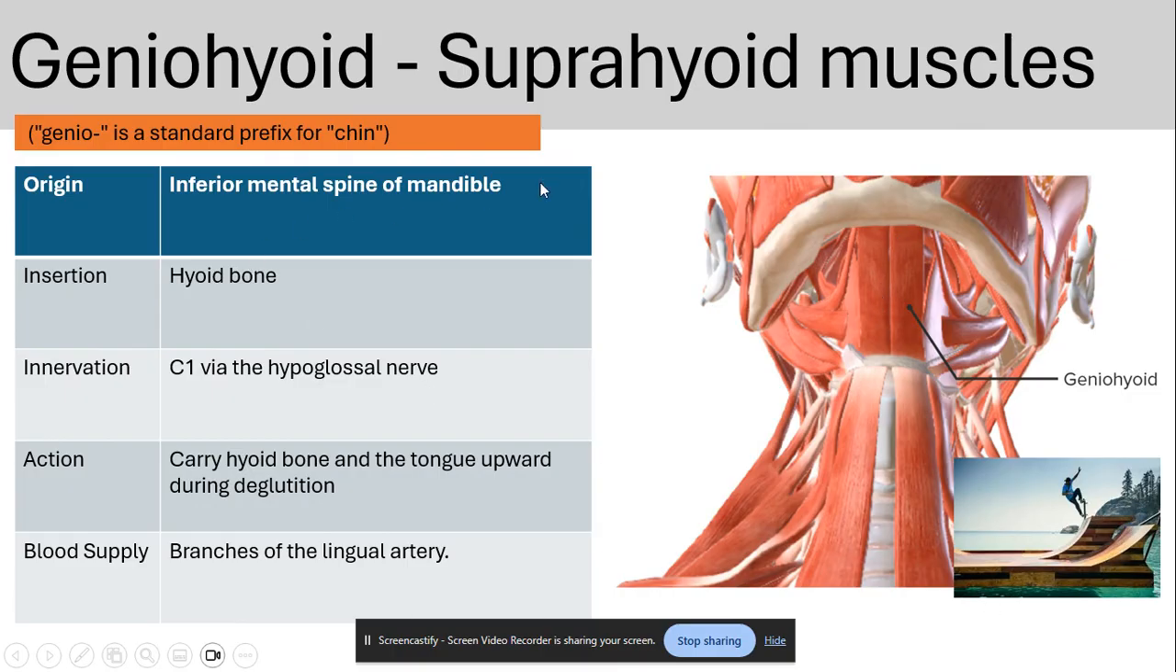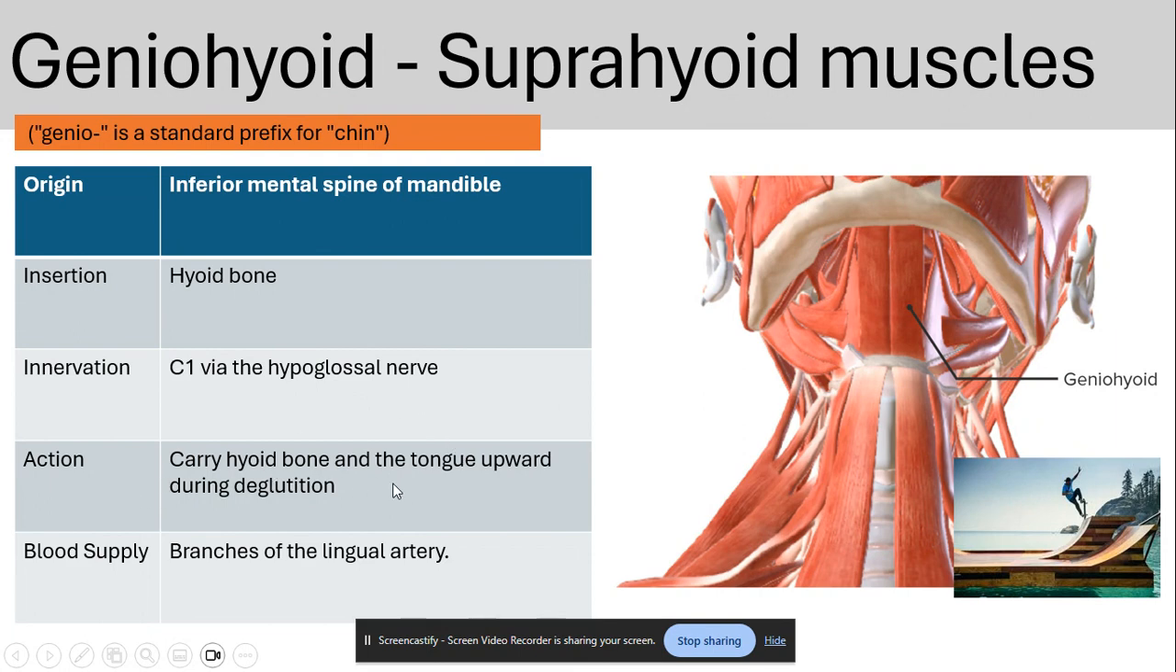Origin is the inferior mental spine of the mandible. So if this is the mandible, this is the inferior mental spine of the mandible. Insertion is the hyoid bone. So if this is the hyoid bone, this is your insertion, right? Innervation is C1 via the hypoglossal nerve, right? So hypoglossal, right?